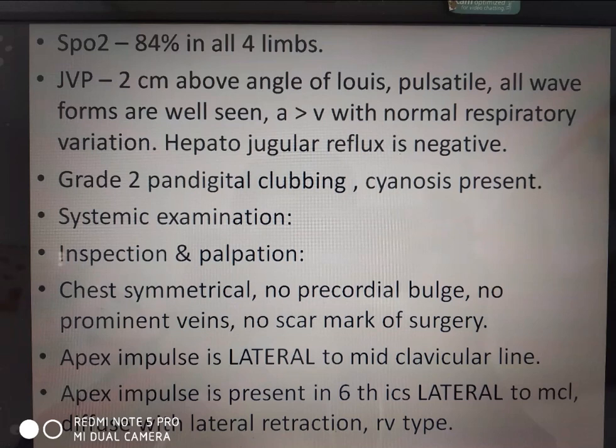This goes more in favor of ASD because of the presence of large, significant enlargement of right atrium as well as right ventricle, mostly right ventricle, and the apex also is formed by right ventricle. How will you make out whether the apex is formed by right ventricle or left ventricle? How will you make out?